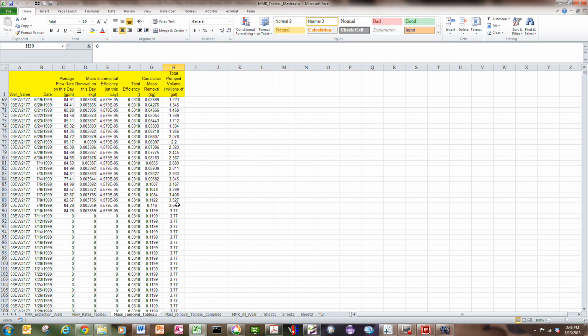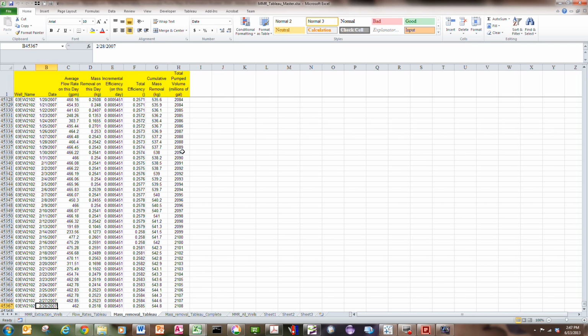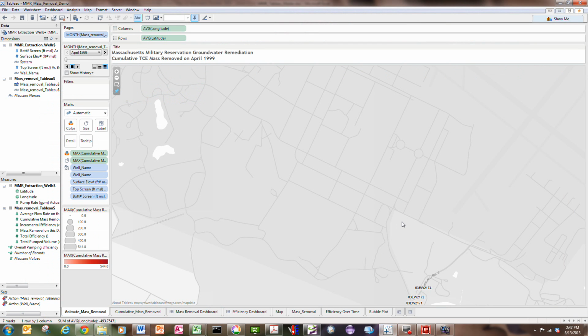This data set spans from roughly 1999 up to 2007. Of course, this project is ongoing. I haven't worked on it in 6 or 7 years now, so that's why the data stops back in 2007. But what we have are a series of extraction wells, their dates, the flow rates for the day, the mass removed on the day, incremental efficiency, total efficiency, cumulative mass removal, and total volume pumped. And we're going to use these measures within Tableau to have a look at what's been going on.